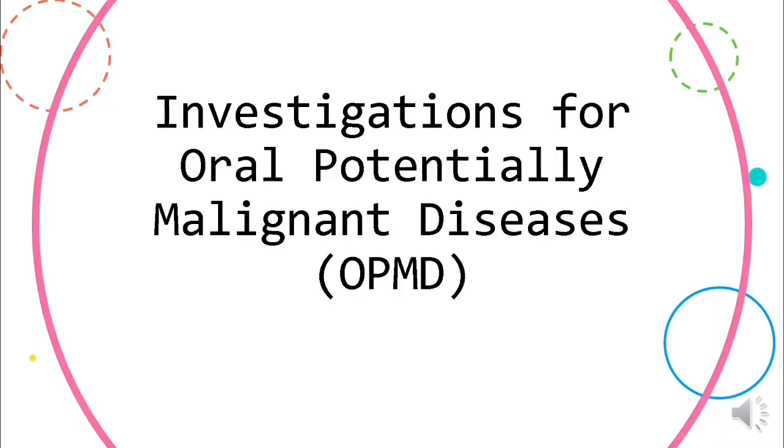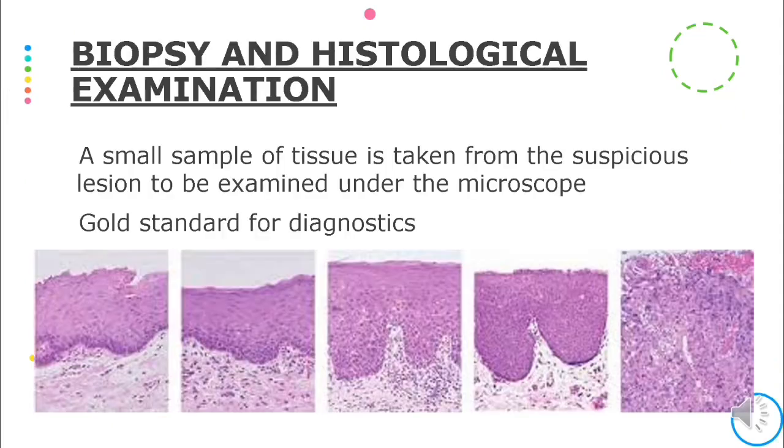Next, we are going to discuss the investigations for oral potentially malignant diseases, or OPMD. First is the biopsy and histological examination. In this procedure, a small sample of tissue will be taken from the suspicious lesion, which will be examined under the microscope, which is the histological examination. The biopsy and histological examination is the gold standard for diagnosis.